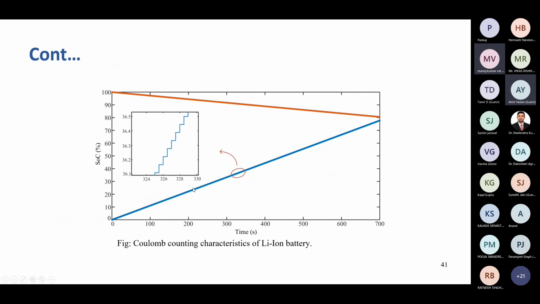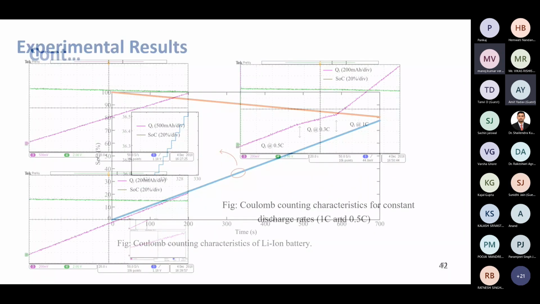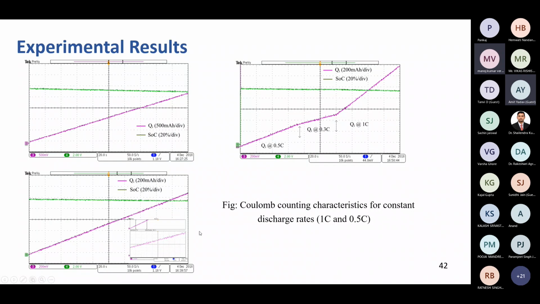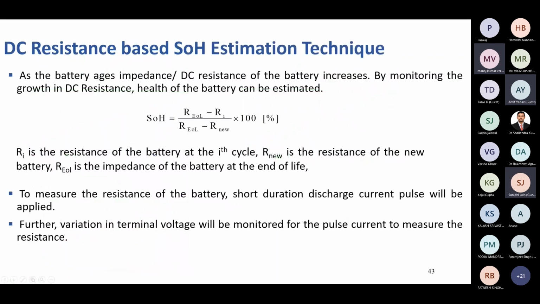And this characteristic shows the Coulomb counting characteristics, which is integrated, right? The formula is an integration which shows the current accumulation of the charges over a period of time, how we are estimating the value. And these are some few results which represent the Coulomb counting characteristic for 1C rate and also for different charging rates. So this is for the multiple discharge rates we have tested in the setup.